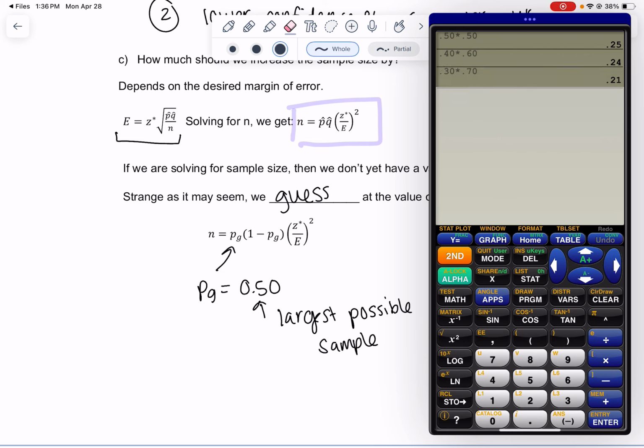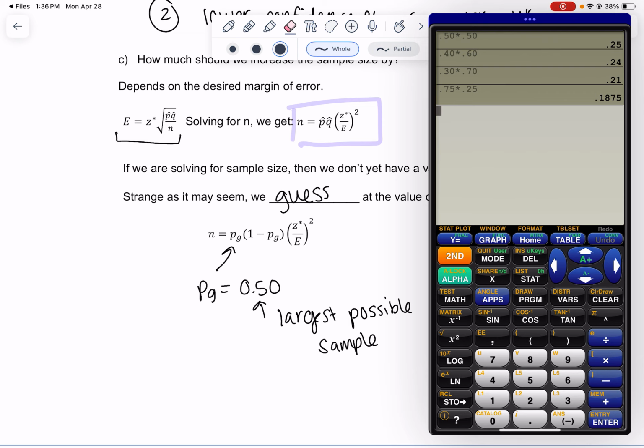And 0.21. We could try the other direction. What if P is, try some number, 75. Then Q would be 25, 1 minus P. It's smaller than 0.25. So 50-50 gives us the largest possible number. It tends to overestimate, but it's conservative. It's better to have too much data and waste a little bit of money than to save money, not have enough data, and have too much error.